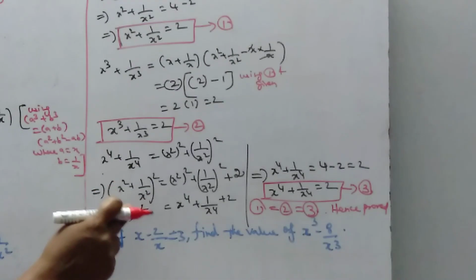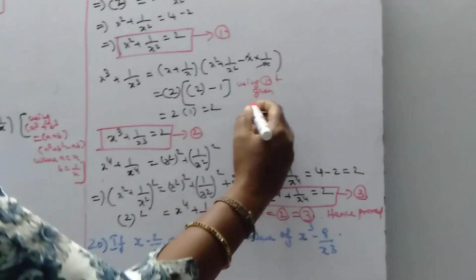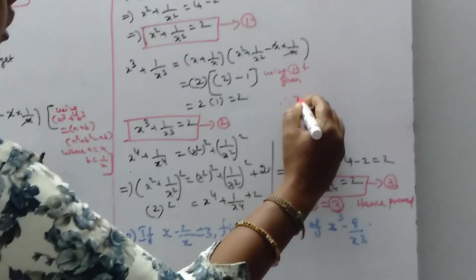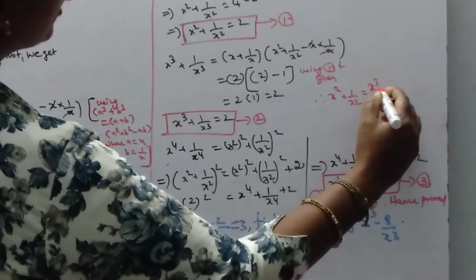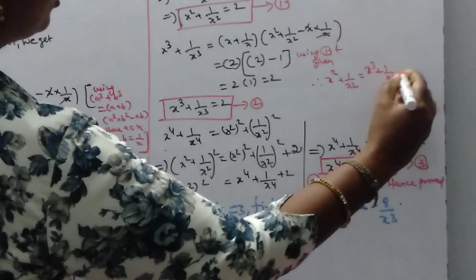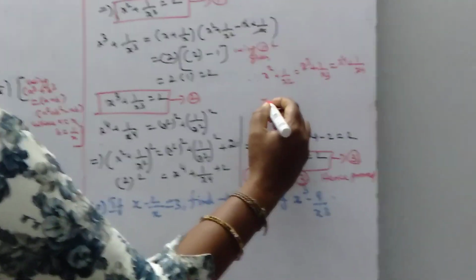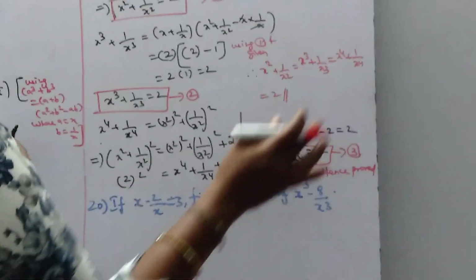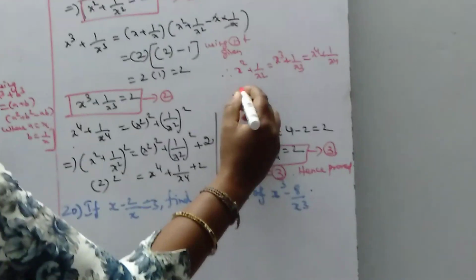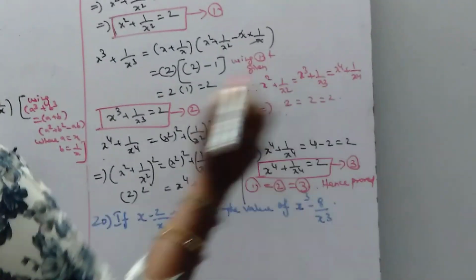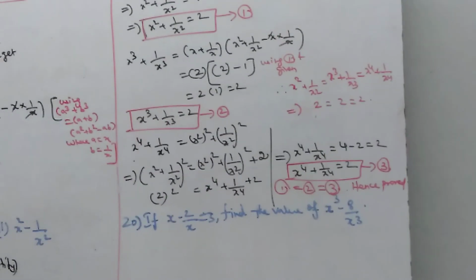So that is x cube plus 1 by x cube value is also 2, x square plus 1 by x square value is also 2, then x power 4 plus 1 by x power 4 value is also 2. So therefore, you can write here at last x square plus 1 by x square equals x cube plus 1 by x cube equals x power 4 plus 1 by x power 4 equals 2, right? They are not asking us the value, but these values are 2 equals 2 equals 2, right? Okay.